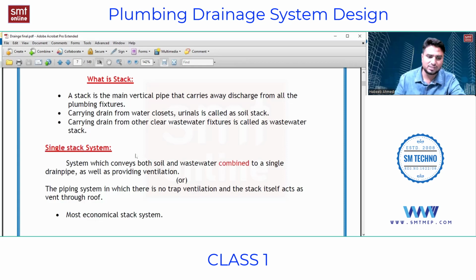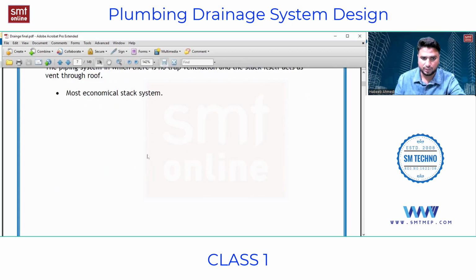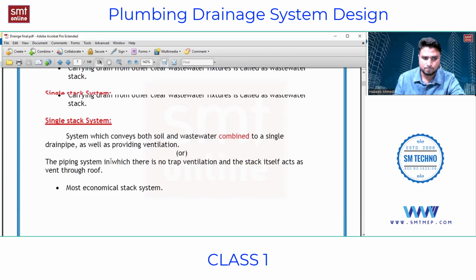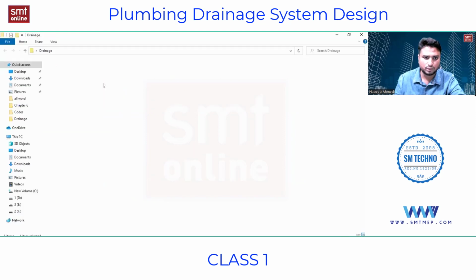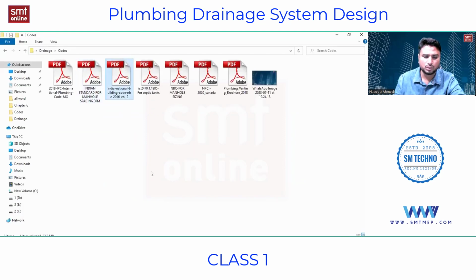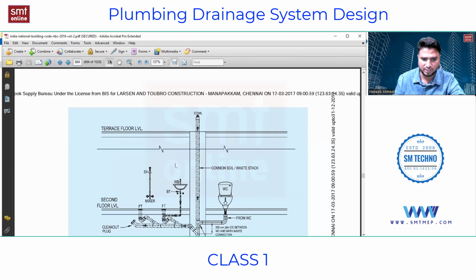Now it has some terminologies, and you need to have some knowledge to design this system. The system I am dealing with right now is taken from the NBC, the National Building Code of India. If you want, I'll give you the reference also. You can go to NBC, volume number 2. These stacks are given over there, and if you want more detail, you can study from there.